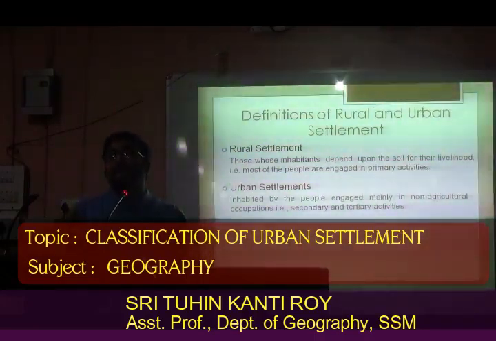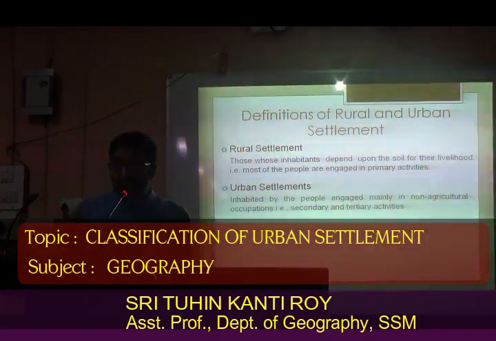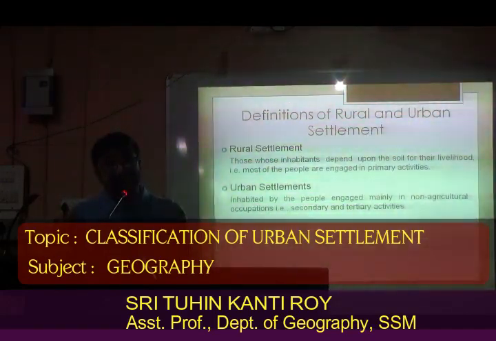Primarily, we can classify settlement into two distinguished categories, rural and urban. In case of rural settlement, the inhabitants of the place are primarily associated with primary activities, mainly agricultural activities. That means it depends on the soil. Whereas in case of urban settlement, the majority of the people are associated with secondary or tertiary activities, that means non-agricultural activities.